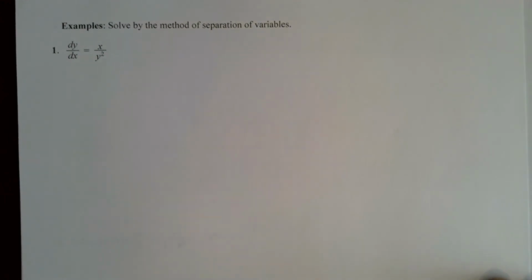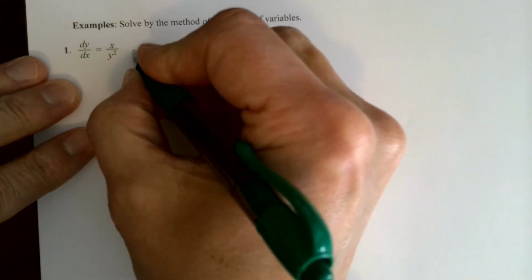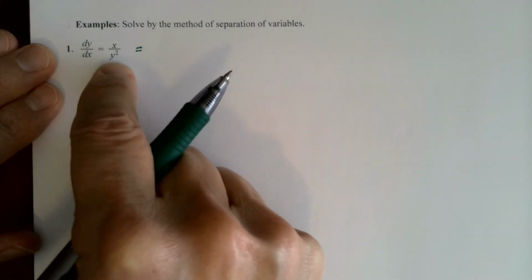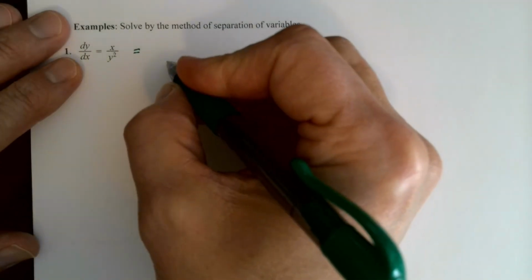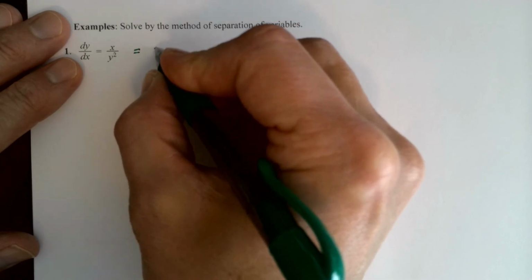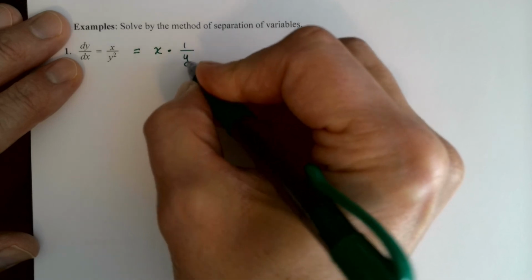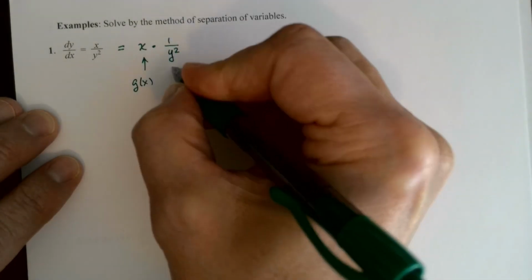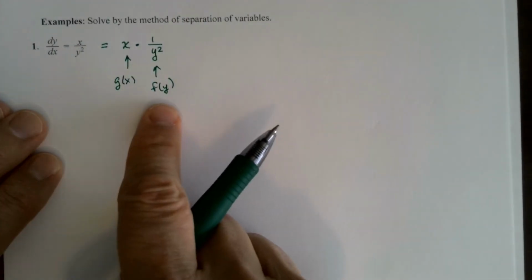So let's take a look at an example. We'll solve this differential equation using separation of variables. Is this separable? Notice I have to get dy/dx all by itself, the derivative set equal to this function of x and y. Can I split this function into a product of a function of x only and a function of y only? Yes. I can write this as x times 1 divided by y squared. This is my g of x, and this is my f of y from my previous discussion. A function only of x, and a function only of y.